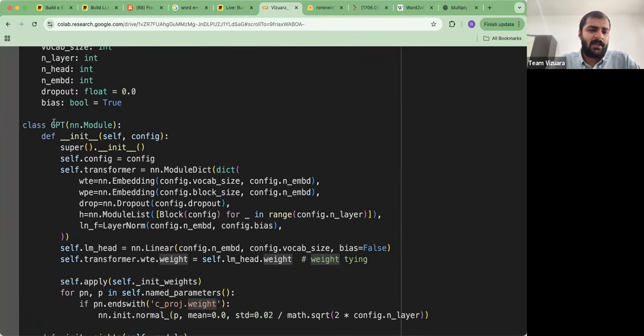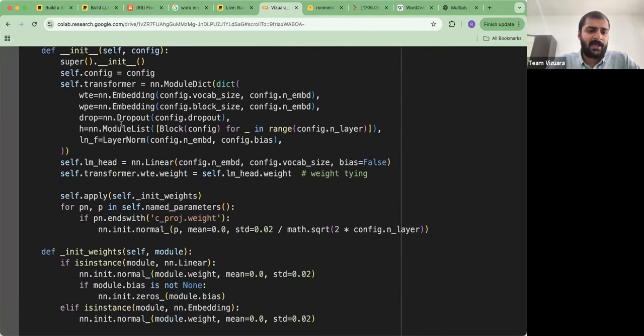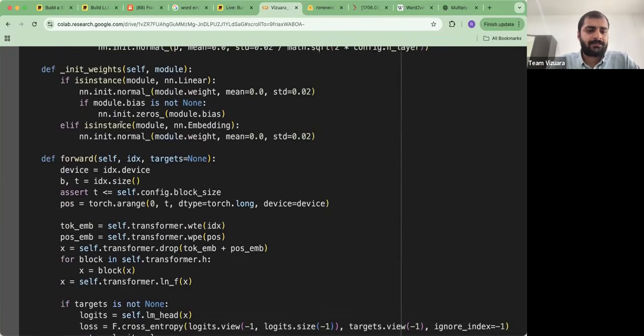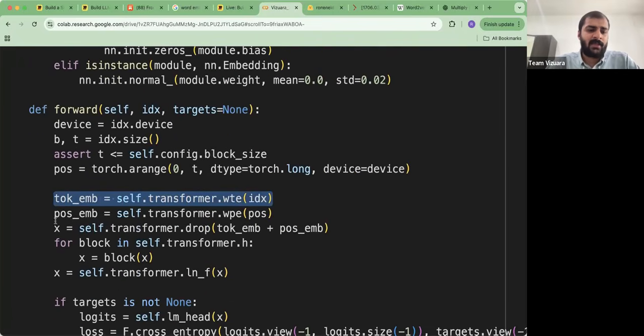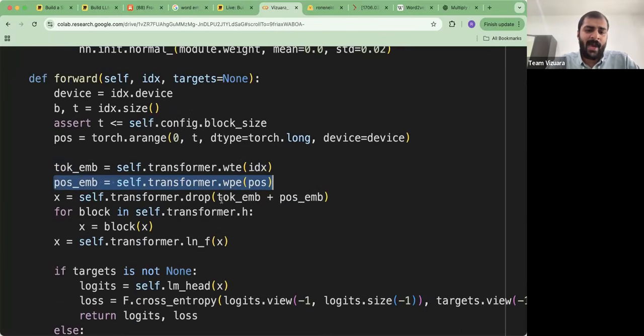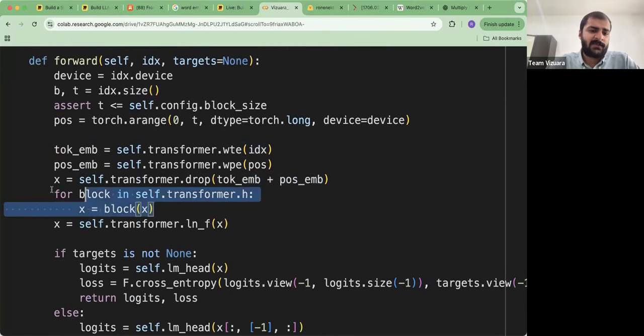And then you define a GPT architecture where you initially start with the token embeddings. You start with the position embeddings. You add the token embeddings with the position embeddings. You go through the transformer blocks. There will be 12 such transformer blocks. And then you go through the output head.